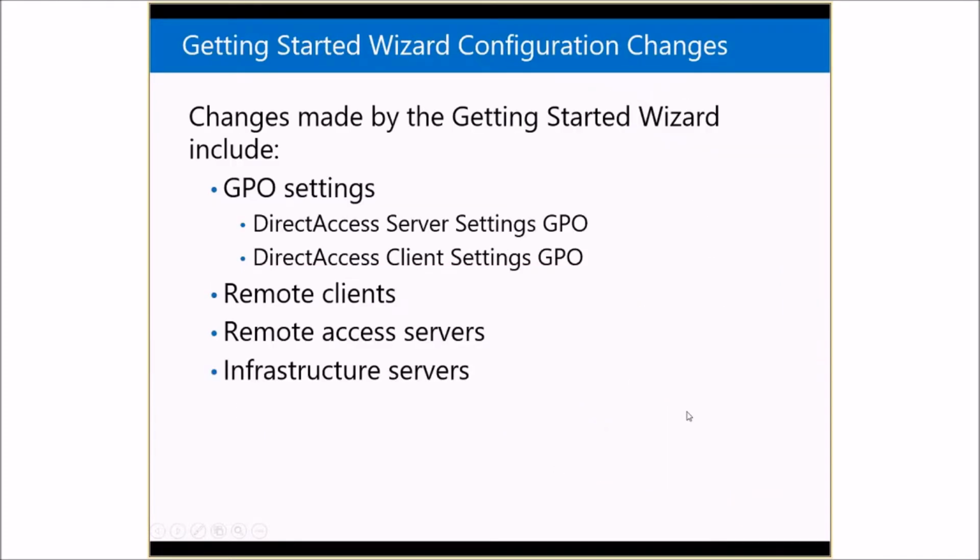Okay. With the Getting Started wizard, you can configure the following. You can configure a group policy object that can have server settings for the group policy object, as well as client settings. You can configure remote clients, remote access servers, and infrastructure servers.